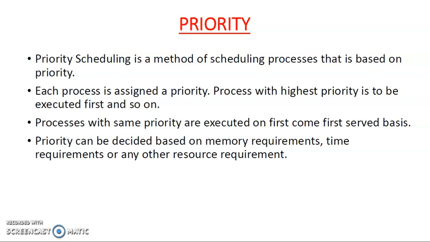Okay, so priority scheduling is a method of scheduling processes that is based on priority. When we say priority, it means it becomes more important than others. So in operating system, each process has its own priority. The process which has the highest priority is to be executed first, and so on. The processes with the same priority are executed on a first come first serve basis. It means the process which comes first in a queue will be executed first.